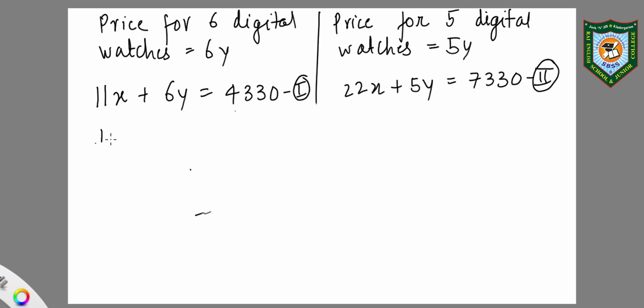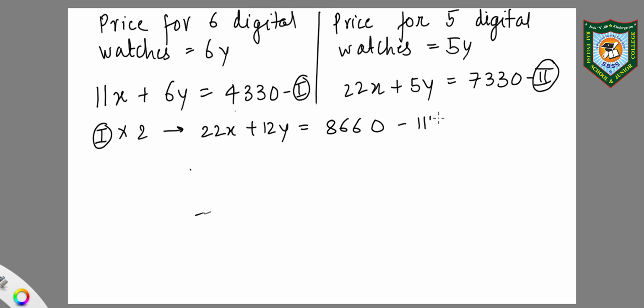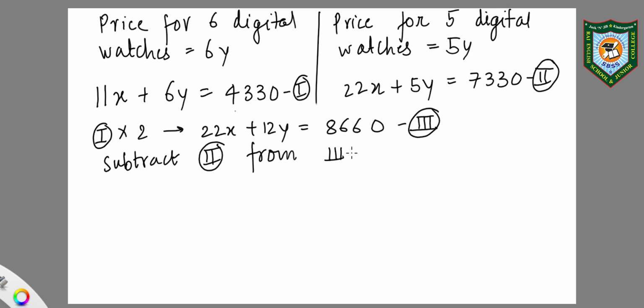Now I'll multiply equation number 1 by 2. That gives me 22x plus 12y is equals to 8660. This is my equation number 3. Now I'll subtract equation 2 from equation 3 and hence I'll solve for values of x and y.